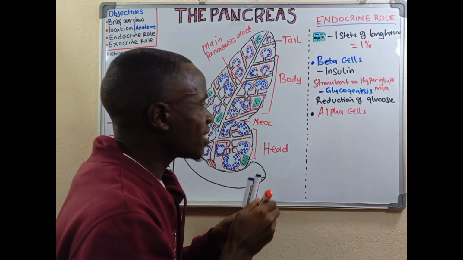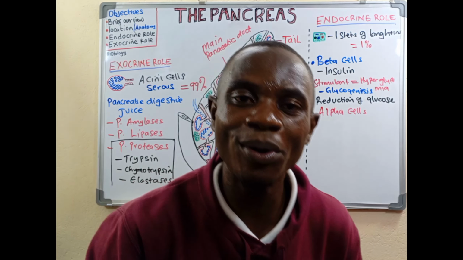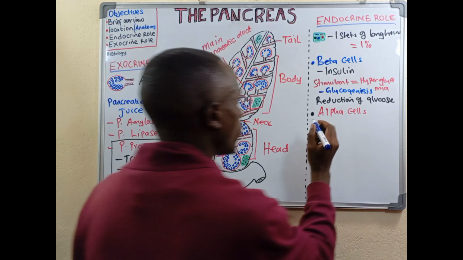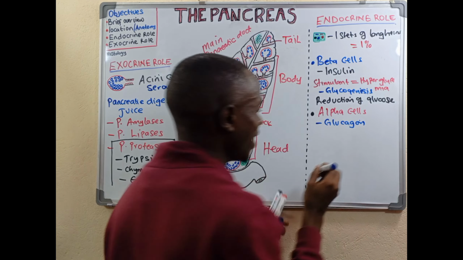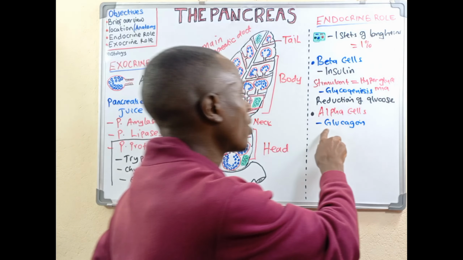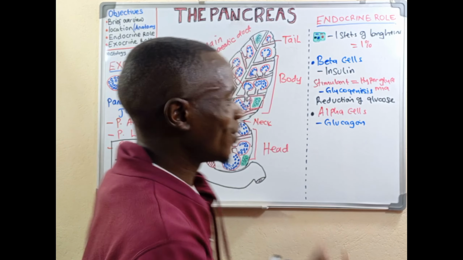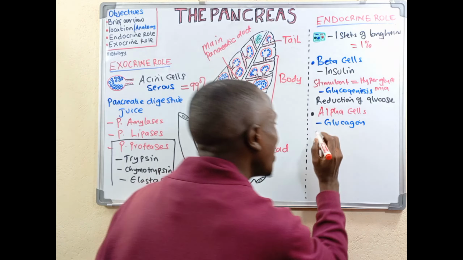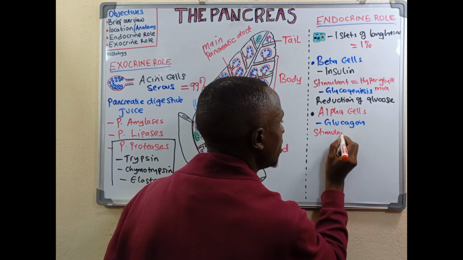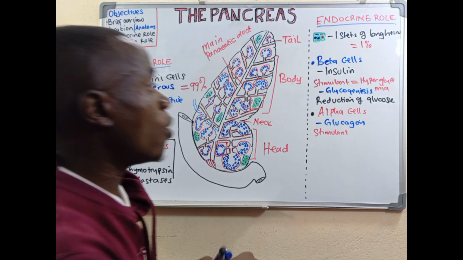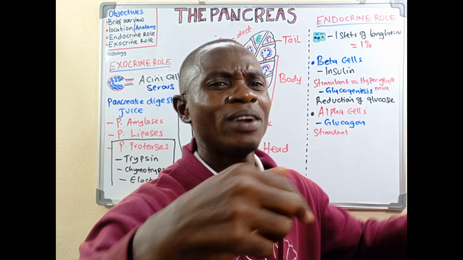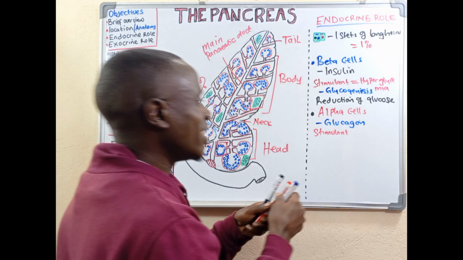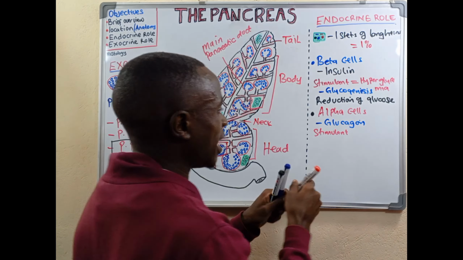Alpha cells produce a hormone called glucagon, which simply means glucose has gone. So now, the main stimulant of the alpha cell to release glucagon, because we said glucose has gone, meaning we have low levels of glucose, is what we call hypoglycemia.